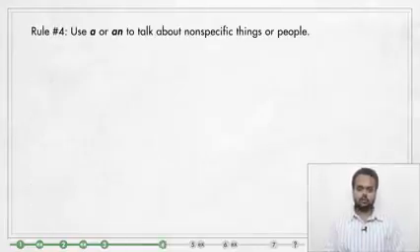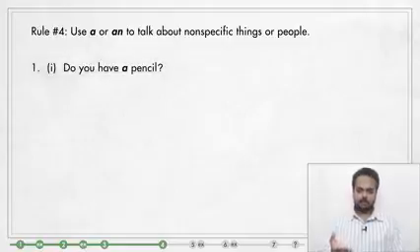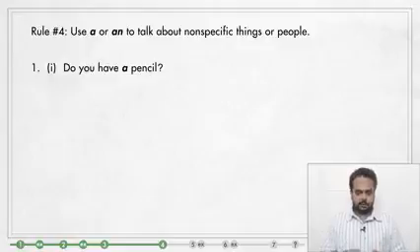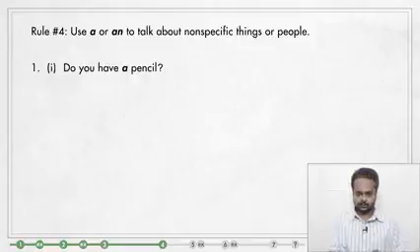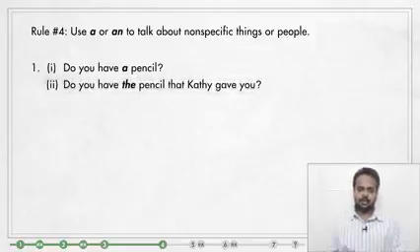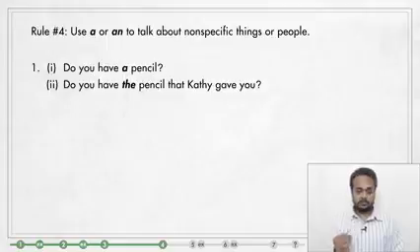Okay, let's now talk about rule number 4. Use a or an to talk about non-specific things or people. What does that mean? Well, here's an example. Do you have a pencil? If I ask you this question, then it probably means I need a pencil to write with. Now, I say a pencil because I mean any pencil. I don't care about any one specific pencil. Compare this to the next sentence. Do you have the pencil that Kathy gave you? Here, I'm referring to a specific pencil.